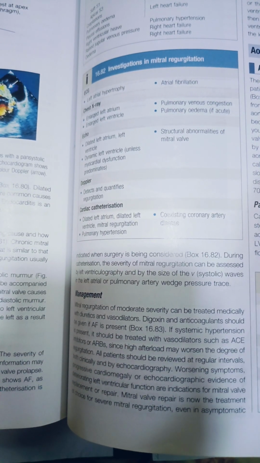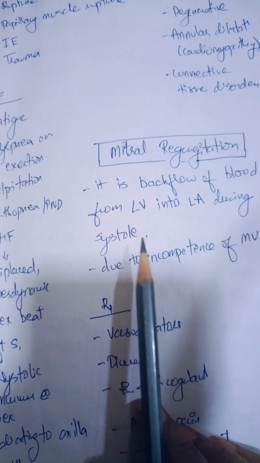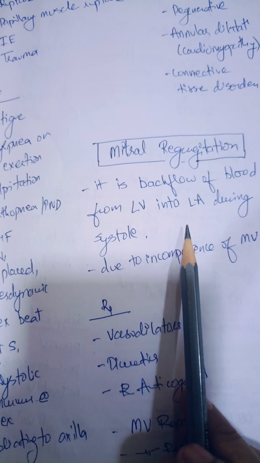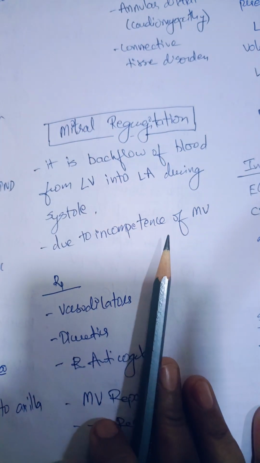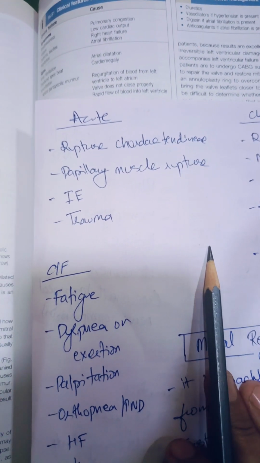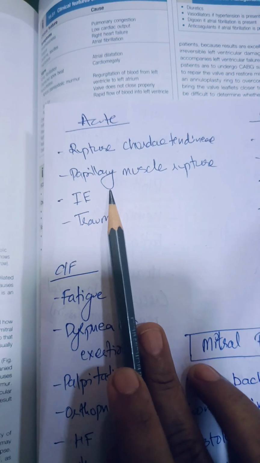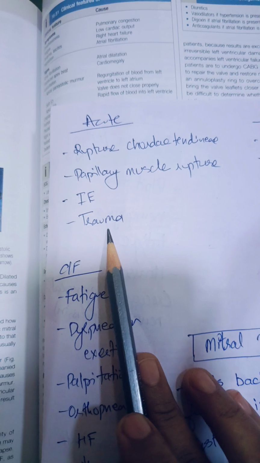To summarize, mitral regurgitation is the backflow of blood from left ventricle into left atrium during systole due to incompetence of mitral valve. It is acute and chronic. In acute, there is rupture of chordae tendineae, papillary muscle rupture, infective endocarditis and trauma.